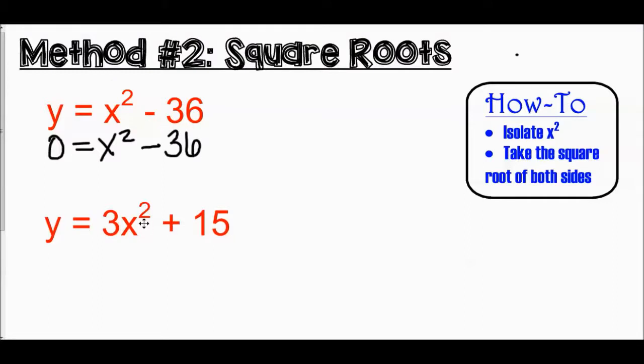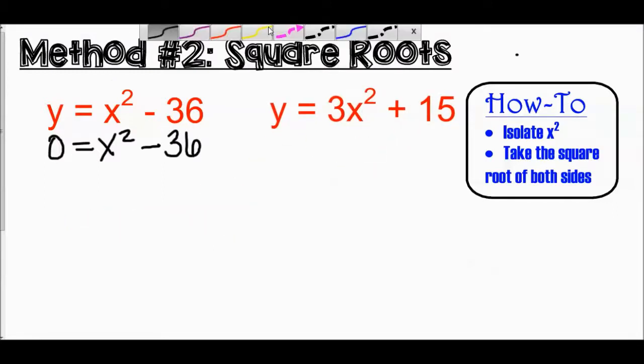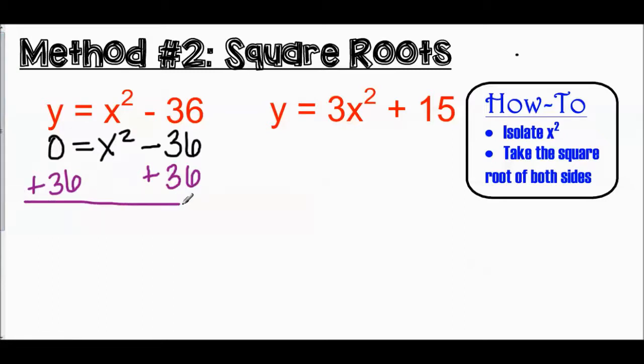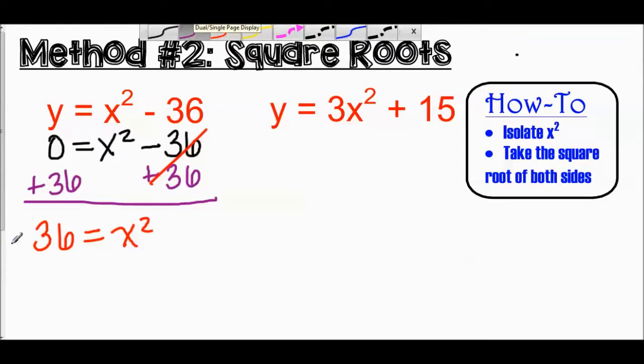I'm actually going to move this equation over here to make some more room for us. Then I can undo that subtracting 36 by adding 36 to both sides. Okay. Then I'm left with 36 equals x squared, negative 36 and positive 36 cancel. And then I'm able to take the square root of both sides. So let's go ahead and do that. Square root of 36, square root of x squared.